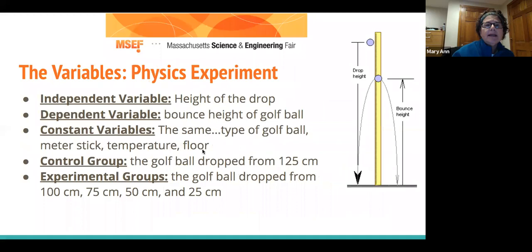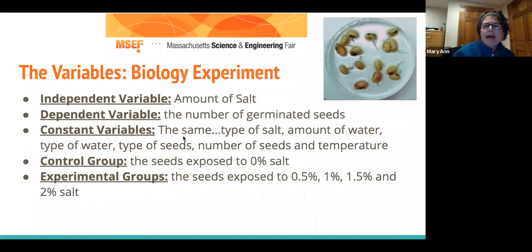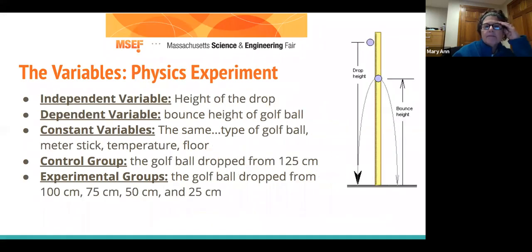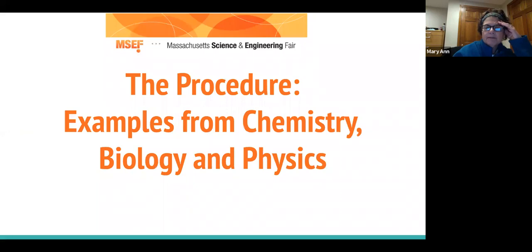And the same thing here with the biology one. You could ask, how does the type of salt affect the percentage of seeds that germinate? How does the amount of water, the type of water, the type of seeds, etc.? Each one of these can become a whole other experiment. That makes sense, right?